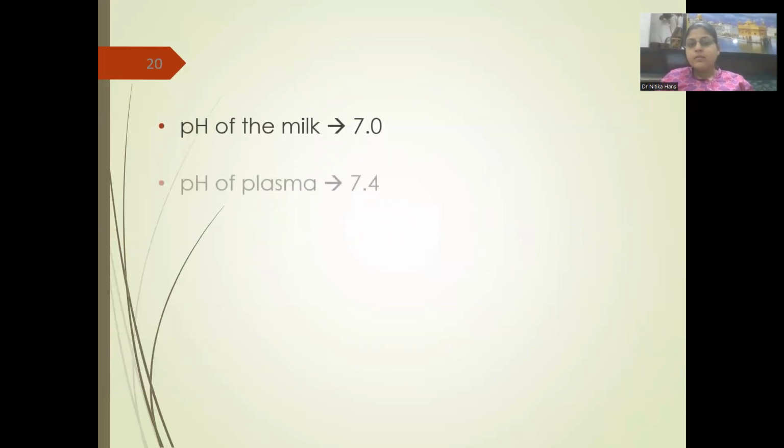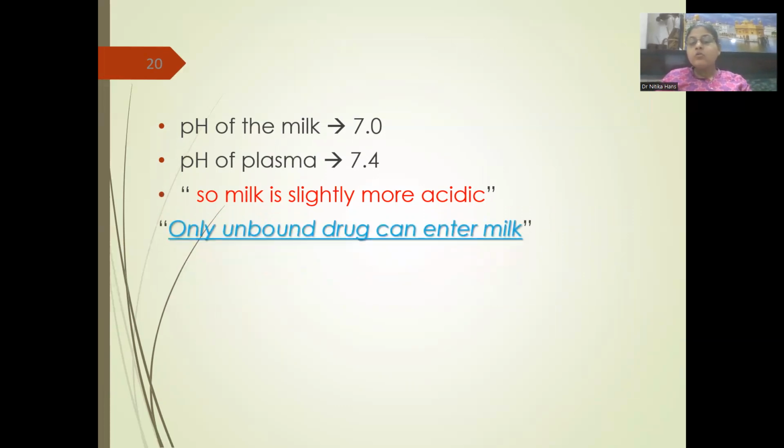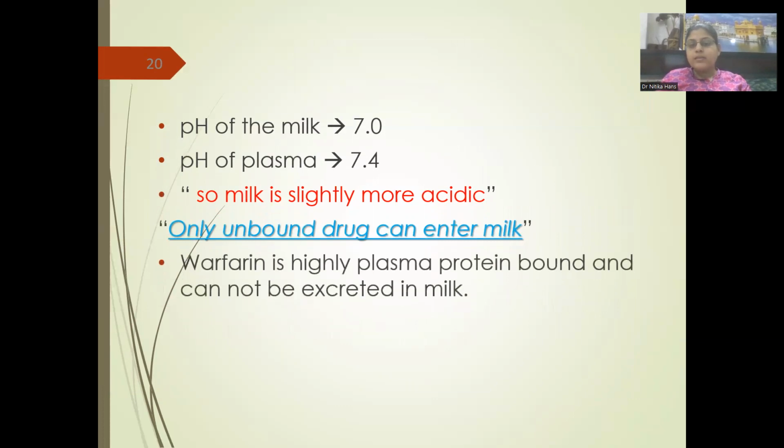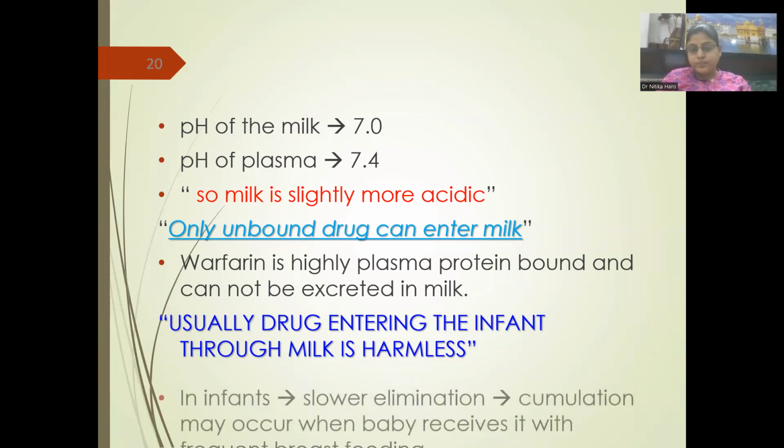The pH of milk is 7, and the pH of plasma is 7.4, so milk is slightly acidic. Only unbound drug can enter the milk, which means plasma protein binding should be less. For example, warfarin, which has high plasma protein binding, cannot be excreted in the milk. Usually the drugs entering the infant through milk are harmless because they are in very small quantities and do not affect the infant.